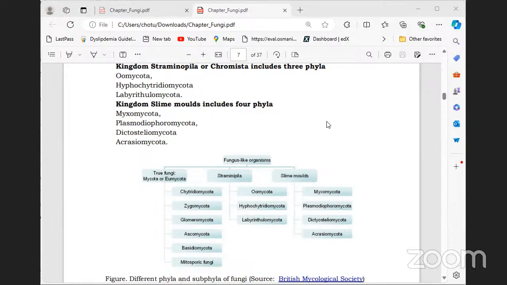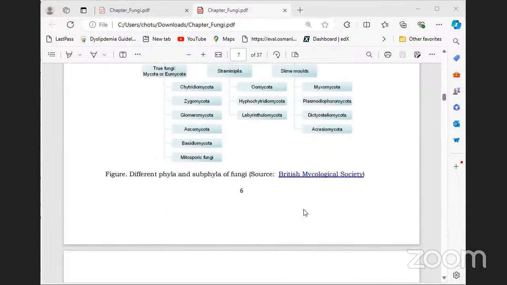Next one is called... Madam, what is the differentiation between Mycota and Eumycota? I'll explain that later, when I start. This is a total fungal-like organism, not a fungus. I'll explain the classification of fungal-like organisms like this.